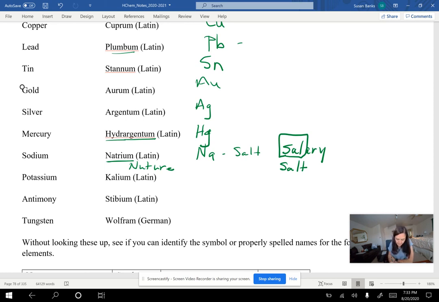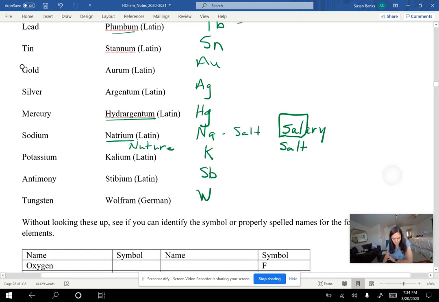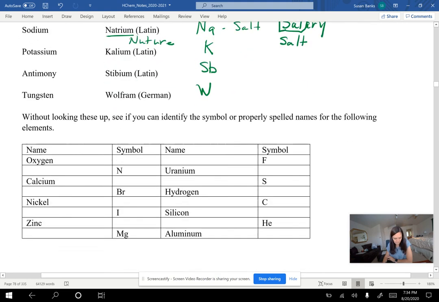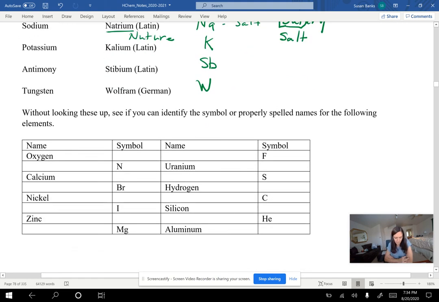Potassium, kalium, that goes by a K. Antimony, stibium, Sb. And this is our one non-Latin one. Tungsten is named after the German Wolfram, so its symbol is W. Okay? So take a minute. Let's look at the periodic table. See if you can find the symbol or the name for these. I'm going to give you a minute. Stop the video.